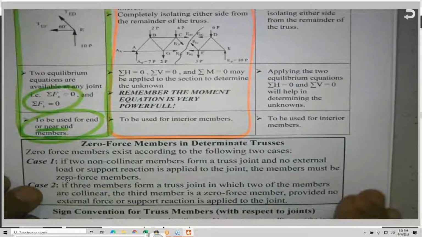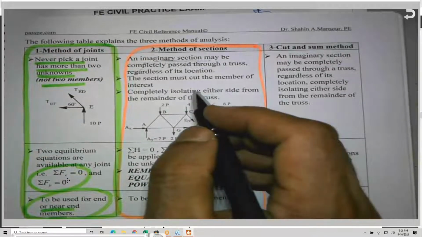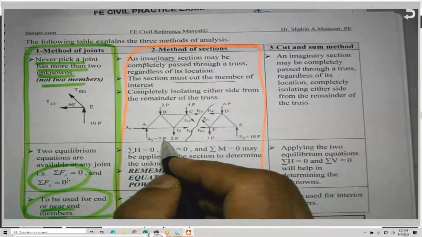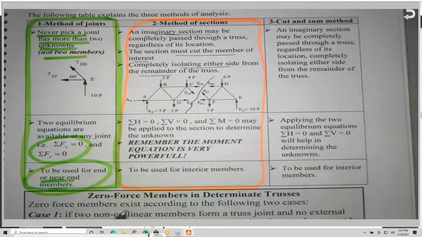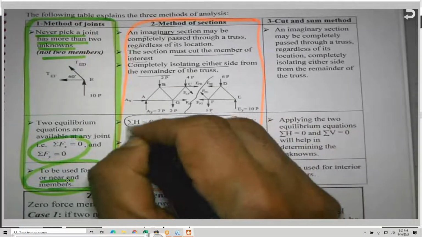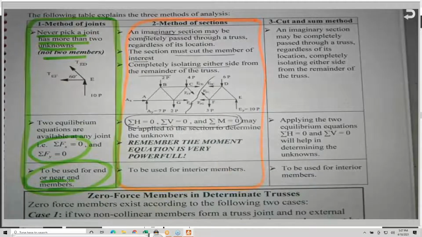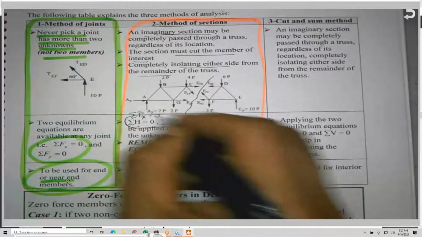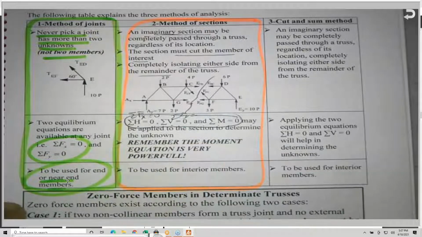If you go to the table that I generated here, the following table explains the three methods. The section must cut the member of interest, isolating either side. For example, like this. Here I have three equations: sigma horizontal, sigma vertical, and sigma moment. Or if you like to call it, sigma force x equals 0, sigma force y equals 0, sigma moment. I try to use horizontal and vertical like the NCEES.